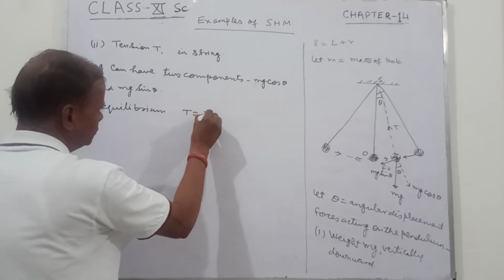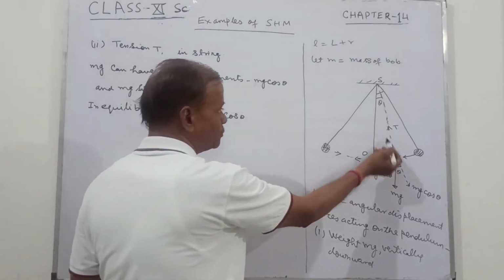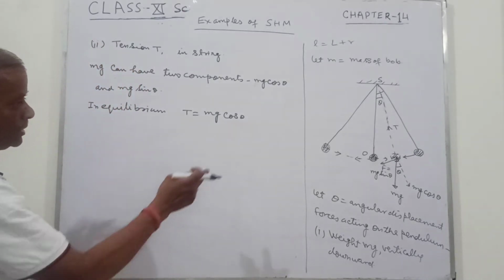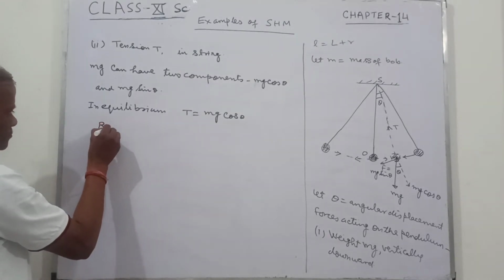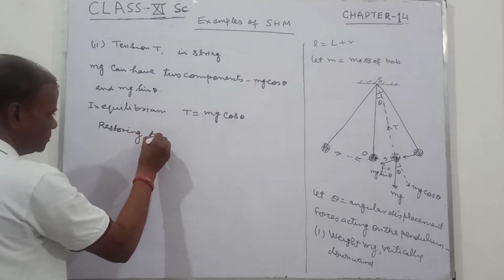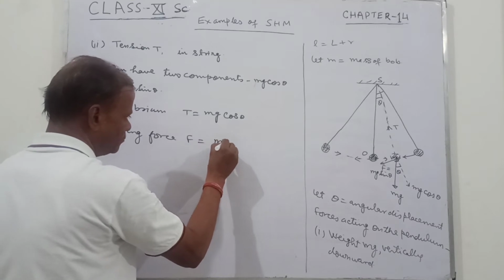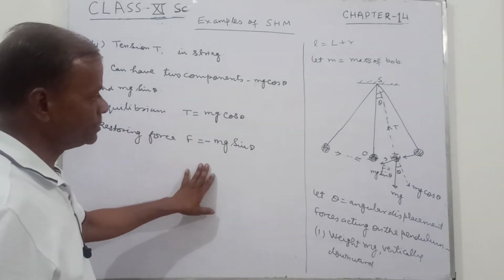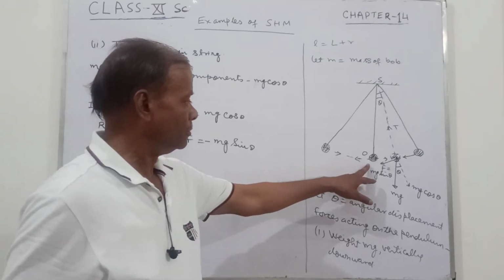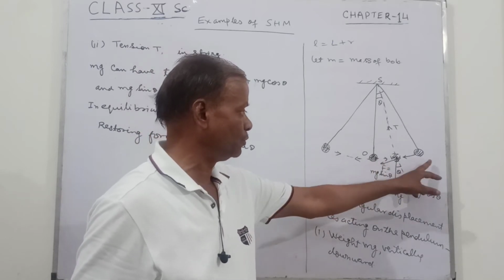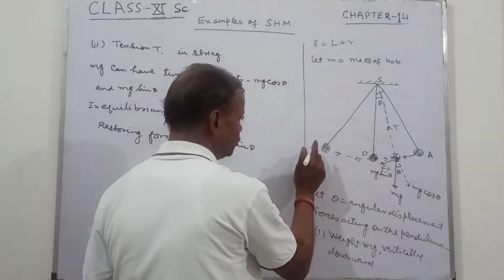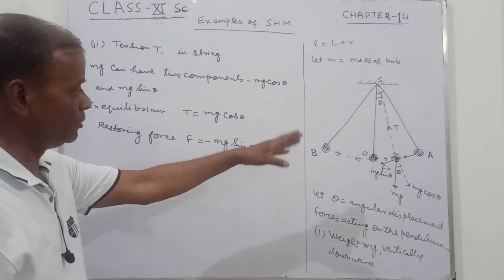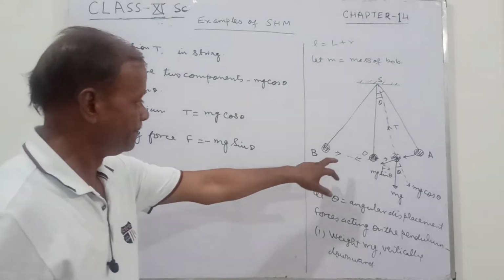In equilibrium, T equal to mg cos theta, because this T is working towards the support; tension always acts towards the point of suspension. The resultant force F equal to mg sin theta with a minus sign. The minus sign is because this force is always directed towards the mean position O. Whether it goes from O to A, A to O, O to B, or B to O, this F will always be directed towards the mean position.